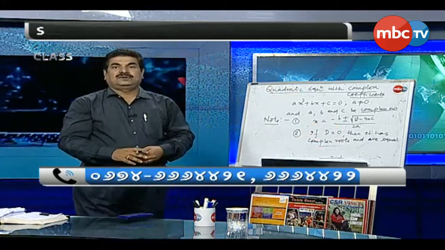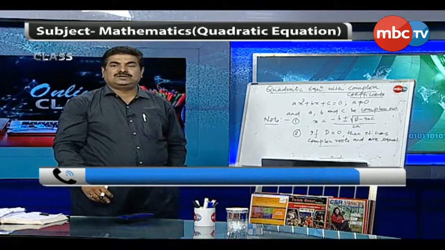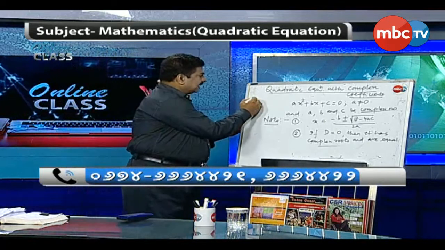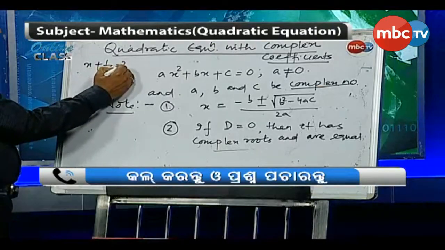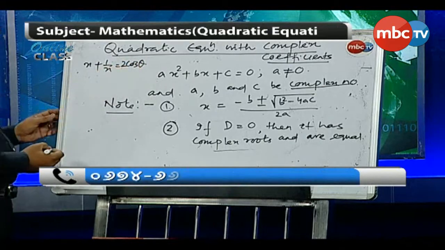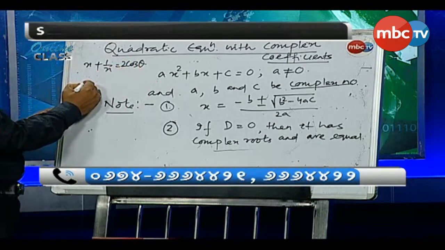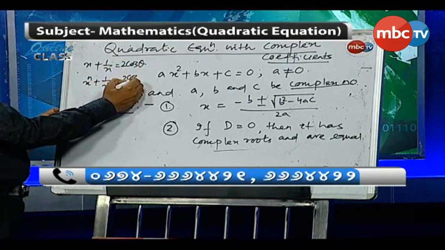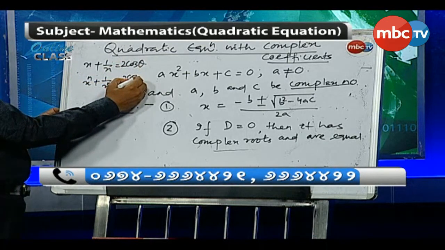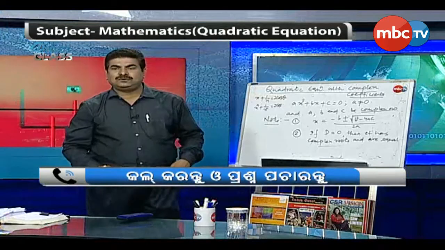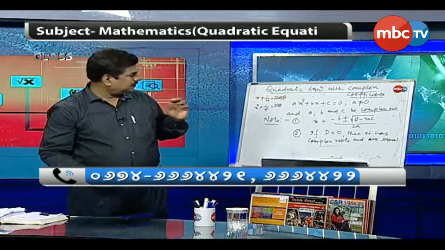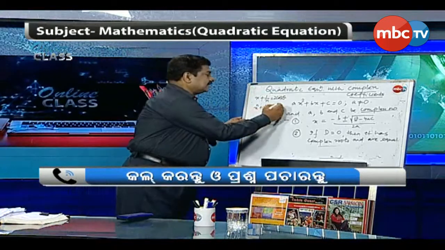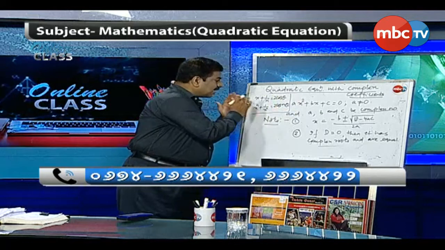Sir, x plus 1 by x is equal to 2 cos theta. x plus 1 by x is equal to 2 cos theta, dear. So that x to the power n plus 1 by x to the power n is equal to 2 cos n theta. Okay, you will ask this question.